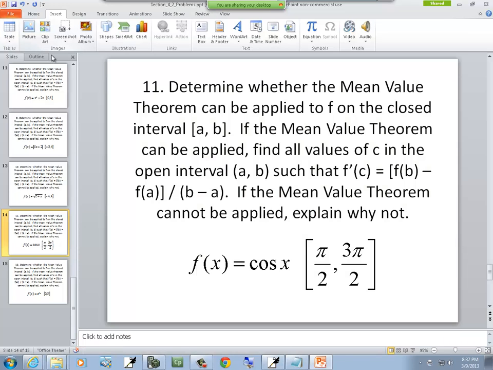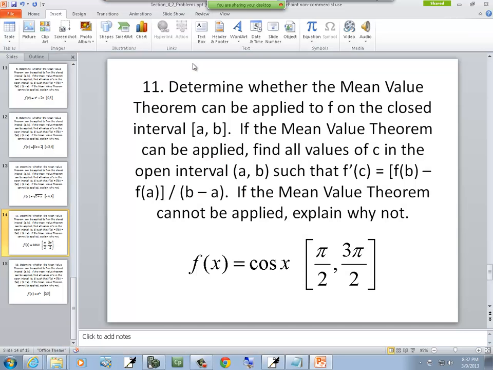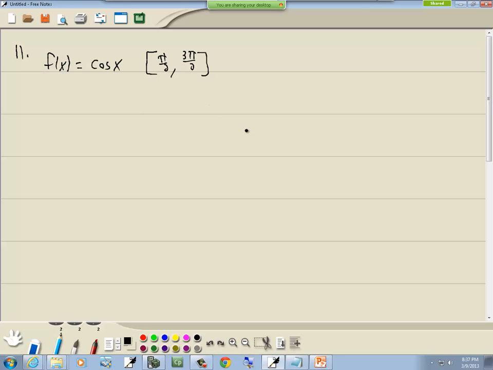Number 11. We've got f of x is equal to cosine x from pi over 2 to 3 pi over 2. It says first determine whether you can use it or not. Well, cosine and sine again are continuous everywhere. Nice loopity-loop graphs. Don't have any holes, don't have any discontinuities. And if I take the derivative of it, it's also a loopity-loop, because the derivative of cosine is negative sine. So that's fine.